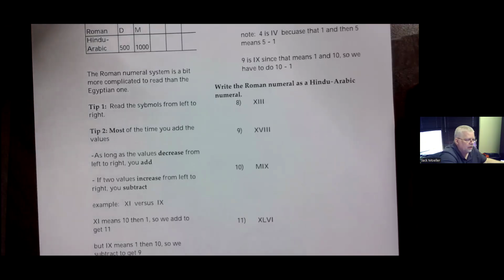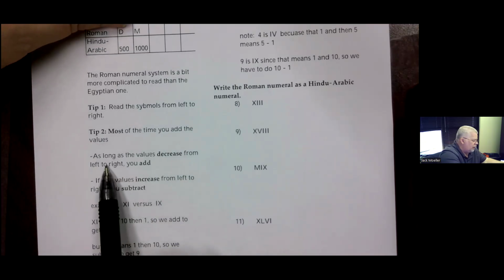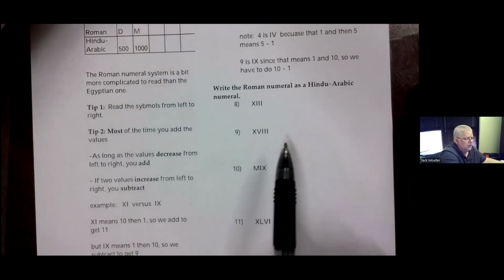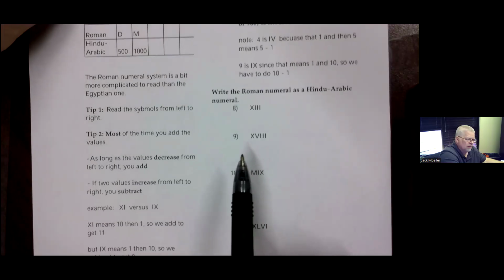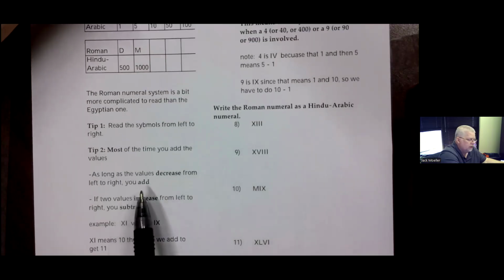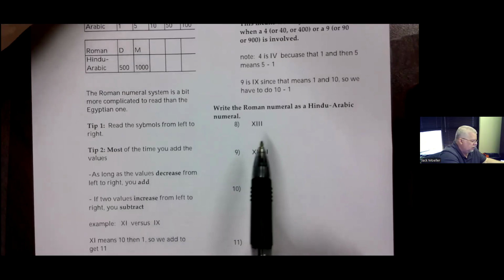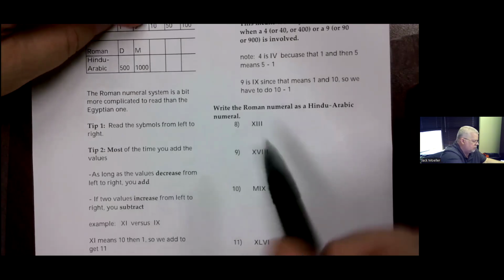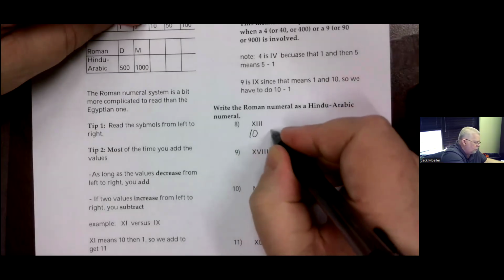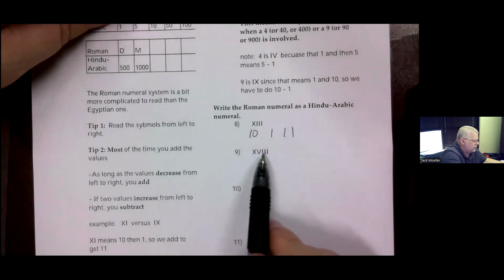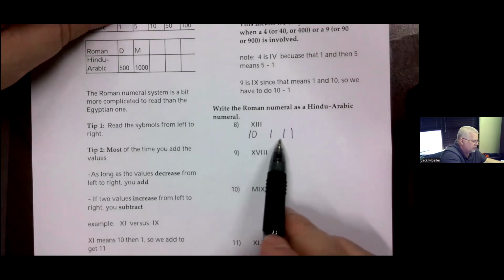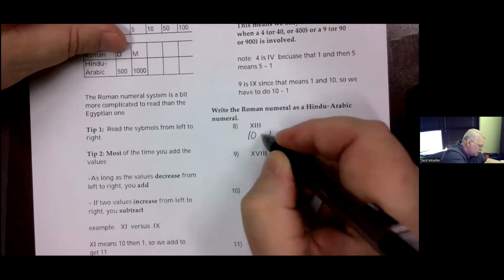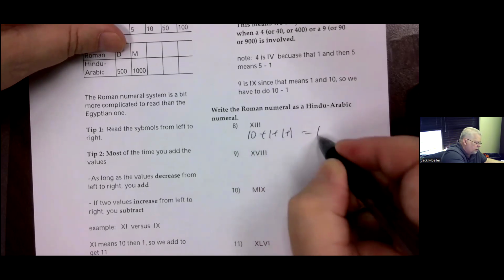So how do you know when you're adding the values versus subtracting? Well, as you go from left to right, if the values are decreasing, then you're adding. So it's a bit backwards from what you might think. Decreasing means add, increasing means subtract. So like here we have X, which is 10, and then we have 1, 1, 1. If the values stay the same or decrease, these are decreasing from 10 to 1, so these are just added. So that would be 13.